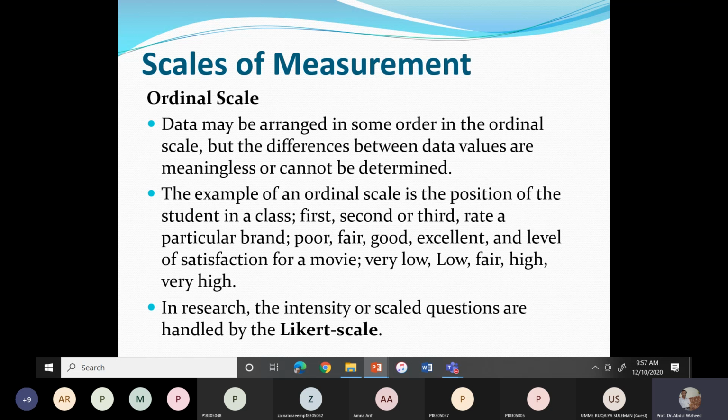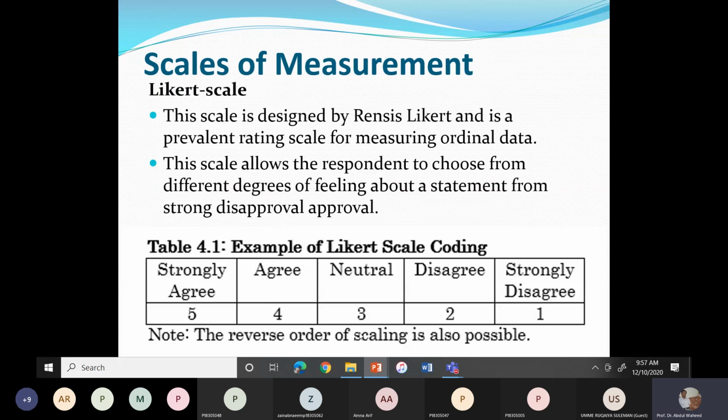And in research, to measure the intensity of such measurement, we use Likert scale. Likert scale is designed by Rensis Likert, and this is used for rating scale of ordinal data. Here we ask the respondent to choose from different degrees of feeling about a statement, from strong disapproval to approval.